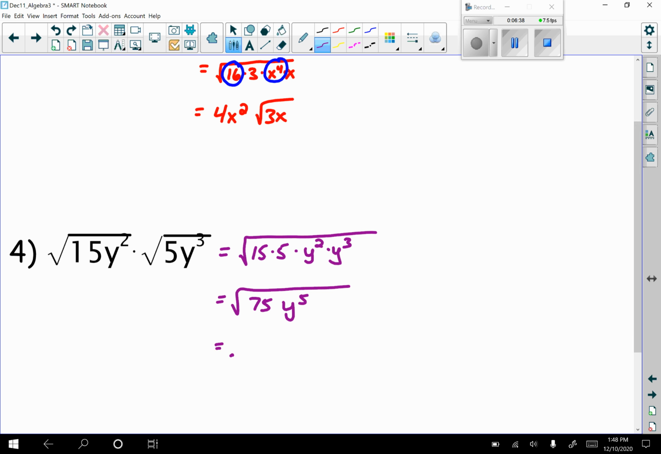So we have seen that 75 becomes 25 times 3, and then here I'll have y to the fourth times y. So we end up circling the 25 and then y to the fourth. So that comes out as 5y squared and then radical 3y.